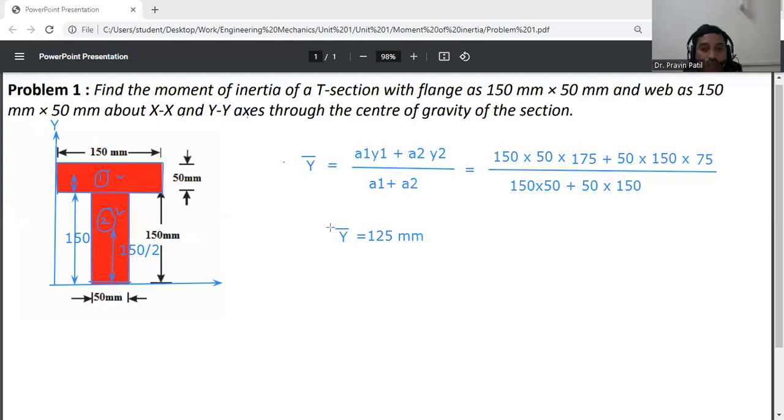Okay, so now apply the parallel axis theorem.